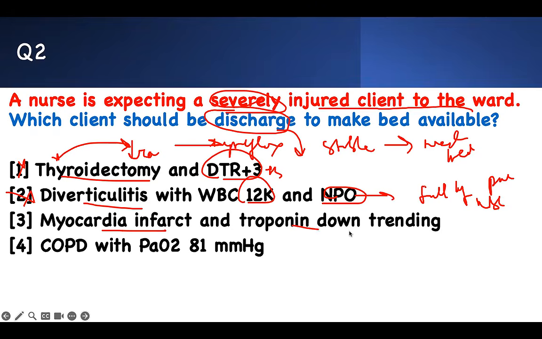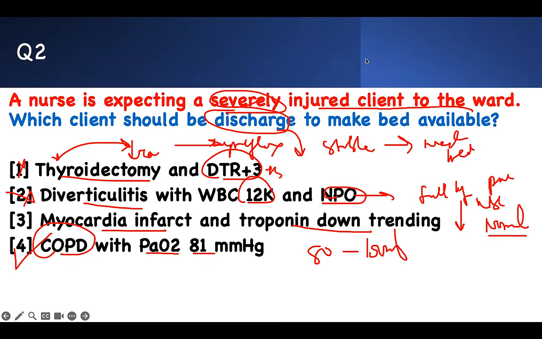Myocardial infarct, troponin is trending down. It's trending down, does not mean it's normal. I want it to be normal. COPD and your PO2 is 81. This is 80 to 100. You're good. You can go home. Number 4 goes home.